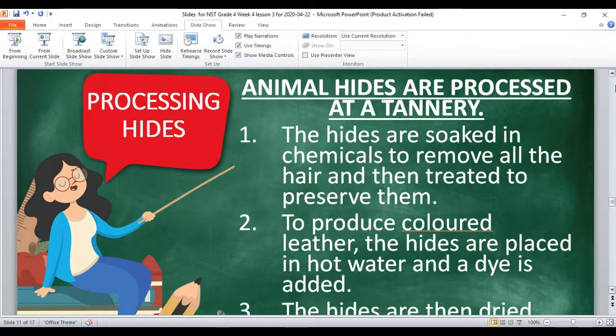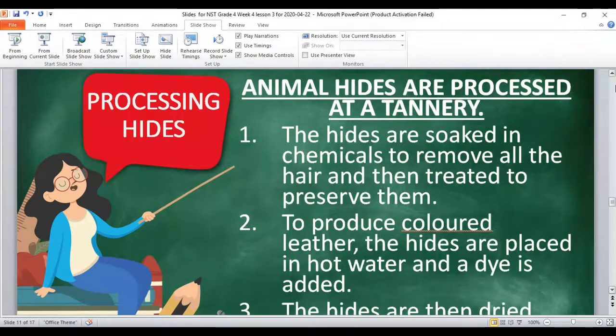So animal hides are processed at a place called a tannery. It's a different place from the one where the wool is treated, which is a mill. At the tannery, the hides are soaked in chemicals. After being removed from the animal the hide is soft, then it gets hardened if you don't put it in water. But in the tannery, it is soaked inside the chemicals to remove all the hair, then treated to preserve it.